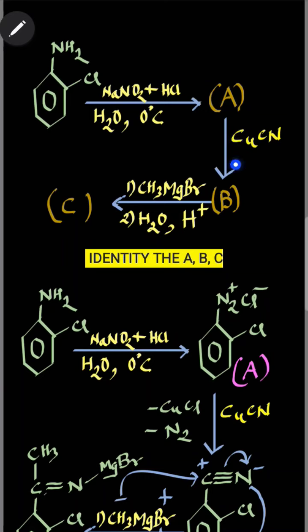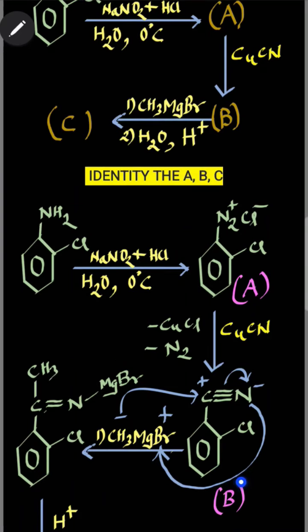So this is your compound A, and when compound A reacts with CuCN, the copper will combine with the chlorine, CuCl will be eliminated, and nitrogen will also be eliminated as a gas, and cyanide will be substituted on this particular position, right? Then you will get this particular compound. This is your compound B, and I have written the cyanide as C triple bond N.